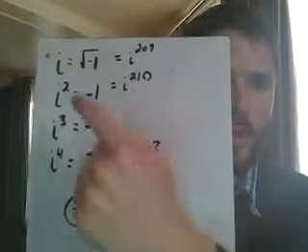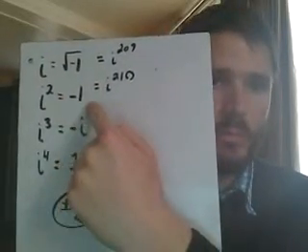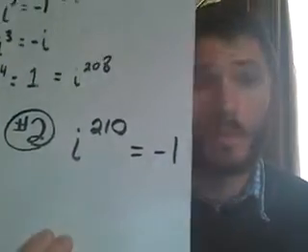And that would mean that i to the 210th would be equal to the exact same thing as i squared, which is equal to -1, okay? So i to the 210th is equal to -1. That wasn't too bad.